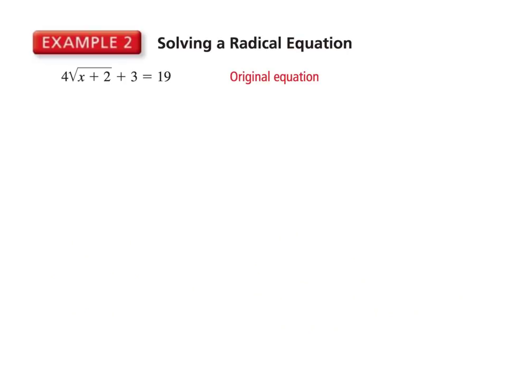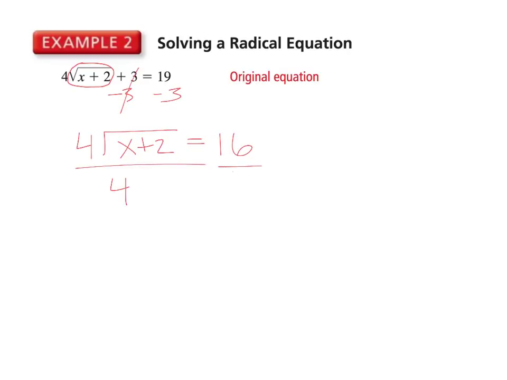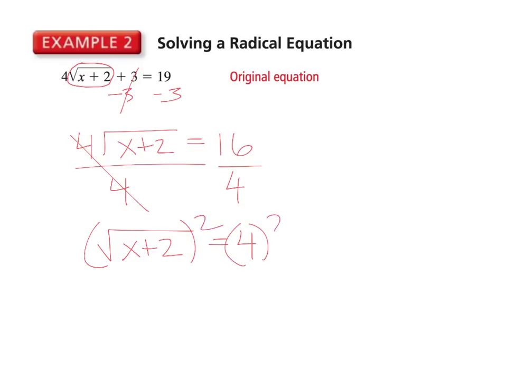Alright, going on to example 2, solving a radical equation. The first thing we have to do is isolate this whole radical. Now how do we do that? First we subtract 3. We get 16. Then we divide by 4. Square root of x plus 2 equals 4. Now that I have the square root by itself, I'm going to square both sides, and I'll get rid of the radical. Now I just subtract 2, and x equals 14. Done. That's all there is to it.